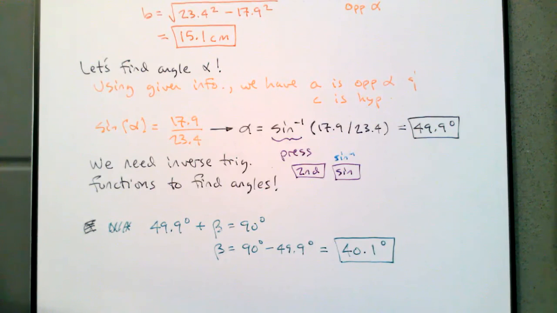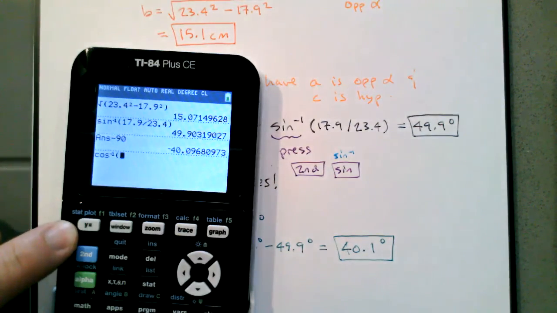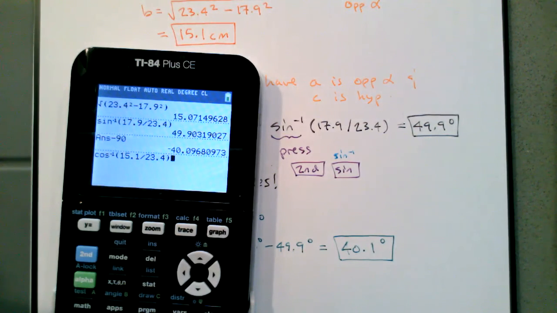Notice that we could have used cosine for alpha, but that would have involved the 15.1 degree side. So I could have set this up by doing a cosine inverse of 15.1 divided by 23.4. The reason I didn't want to do this is that I know the 15.1 has been rounded. So if I can avoid using that, I will. And notice that our answer would be incorrect, because if I said nearest tenth, you would have rounded that to 49.8, and I would say it's 49.9 to the nearest tenth.